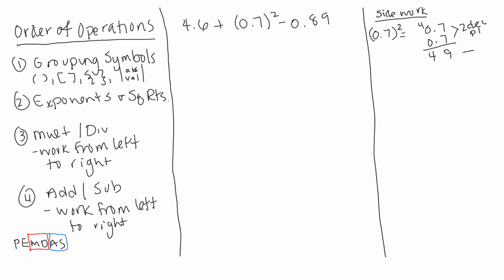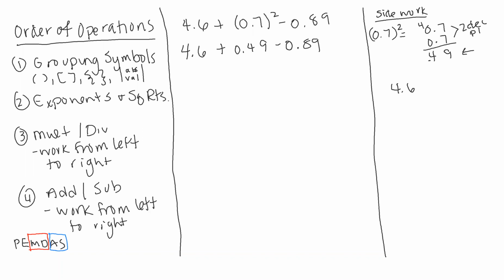So we need 2 decimal places down here. So this is really 4.69 plus 0.49 minus 0.89. All right. So we've gotten to the point where we just have addition and subtraction. So we'll work from left to right.